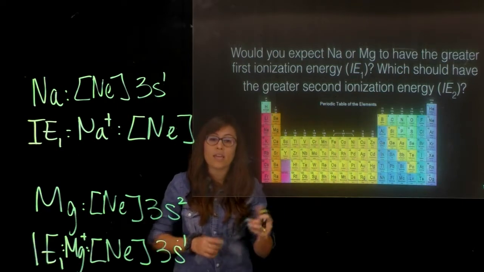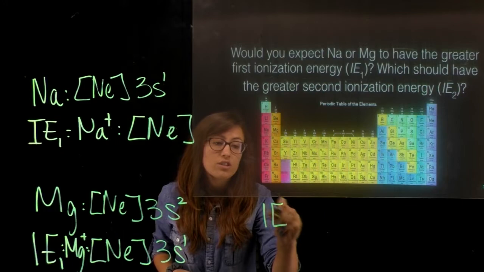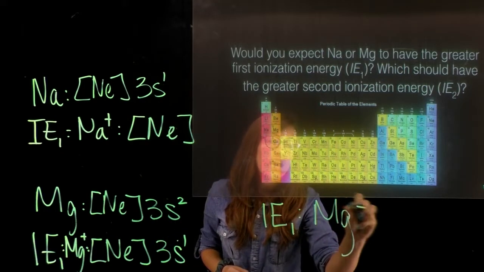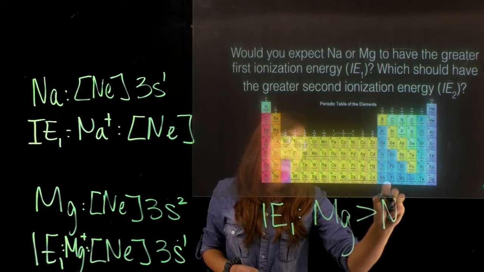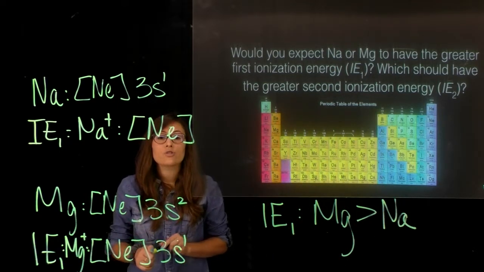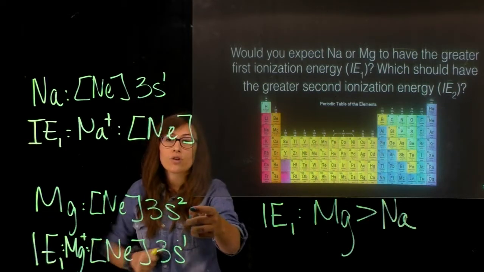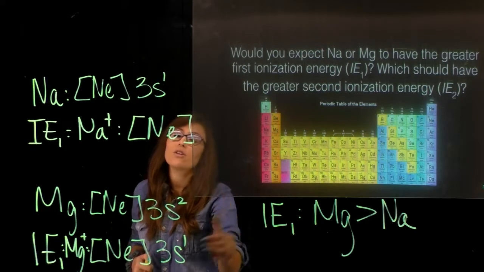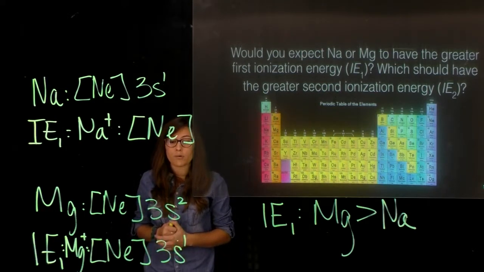So in the case of the first ionization energy, magnesium is going to have a greater energy than that of sodium because it's going to require more energy to remove that one electron from the 3s2 orbital, where it's a stable configuration to that of a half-filled orbital.